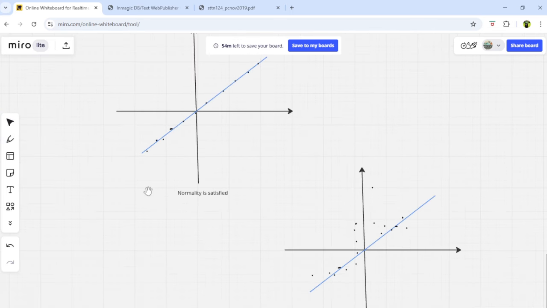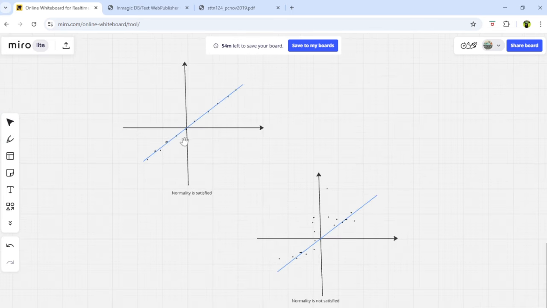So when it comes to normality, we're basically asking you, so they'll give you a graph. It's going to be this graph that looks like this or the graph that looks like this. If a graph looks like this, you can see that all the points are actually on that straight line or closer to that straight line. So if they're not deviating from that straight line, you're going to say there's a normal distribution of the data set. So basically normality is satisfied in this case.